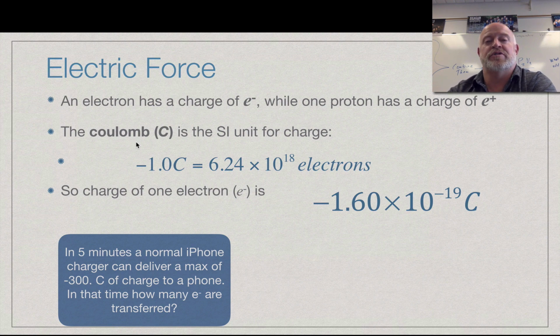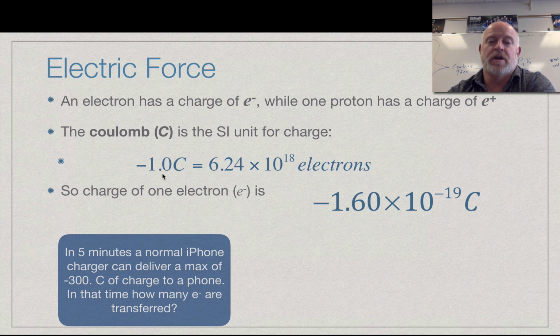Okay? But as a result of that, that Coulomb of charge happens to equal 6.24 times 10 to the 18th electrons. So every time we get 1 Coulomb of charge, this is the number of electrons that have to pass through that circuit or that position or that kind of space. All right. Notice the negative sign here because electrons have a negative charge, so we have negative coulombs here.